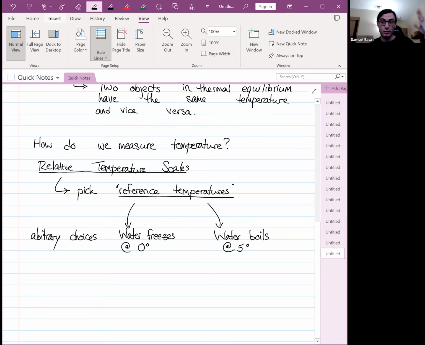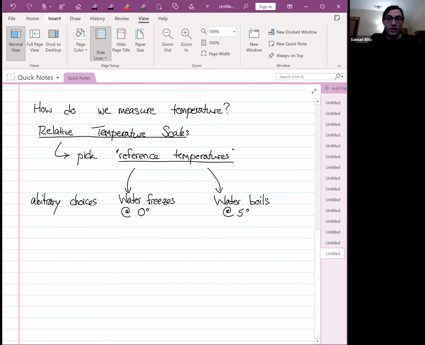I've just decided that 0 is the number that we say temperature is when it's the same temperature as when water freezes. And 5 degrees is the temperature that we say something has when it's the same temperature that water boils at. And so now we have a scale. If the temperature is slightly hotter than where water freezes, but much, much colder than where water boils, then you would say maybe it's 0.5 degrees. And so these two numbers determine a scale.